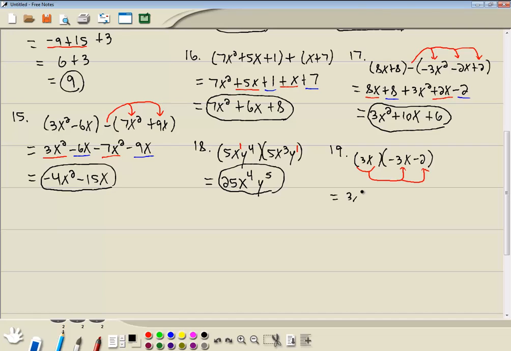So we got 3x times negative 3x, and we got 3x times negative 2. Now 3 times negative 3 is negative 9, x times x is x squared, 3 times negative 2 is negative 6, and then the x carries along. And that's our answer.